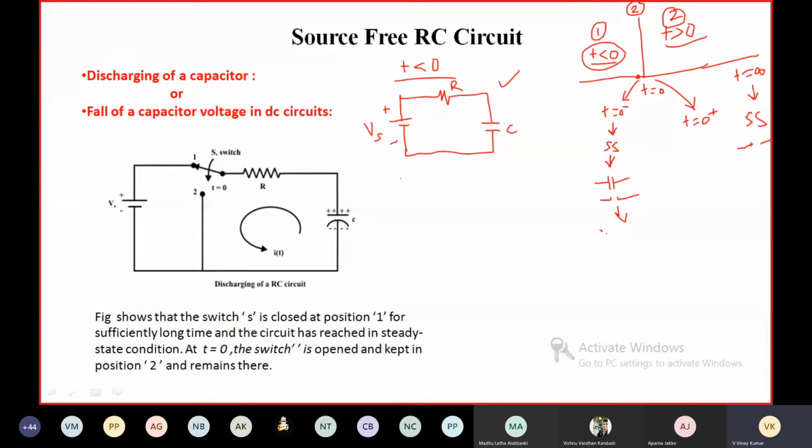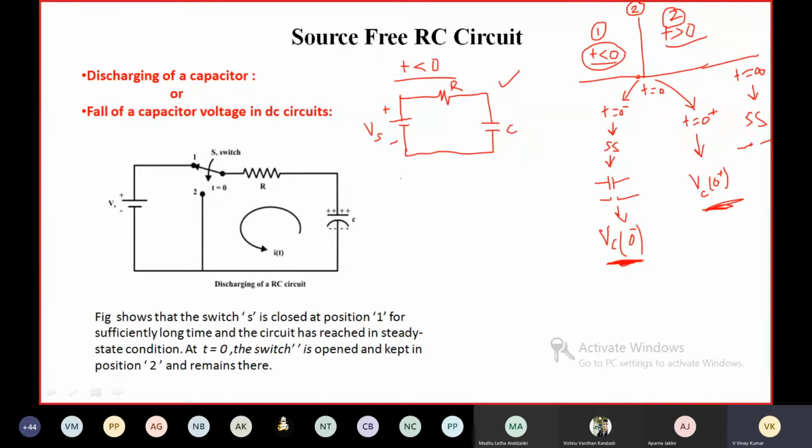The value at t equal to 0 minus is Vc of 0 minus. The value at t equal to 0 plus is Vc of 0 plus. For t less than 0, this will be the final value, whereas for t greater than 0, Vc of 0 plus is the initial value.